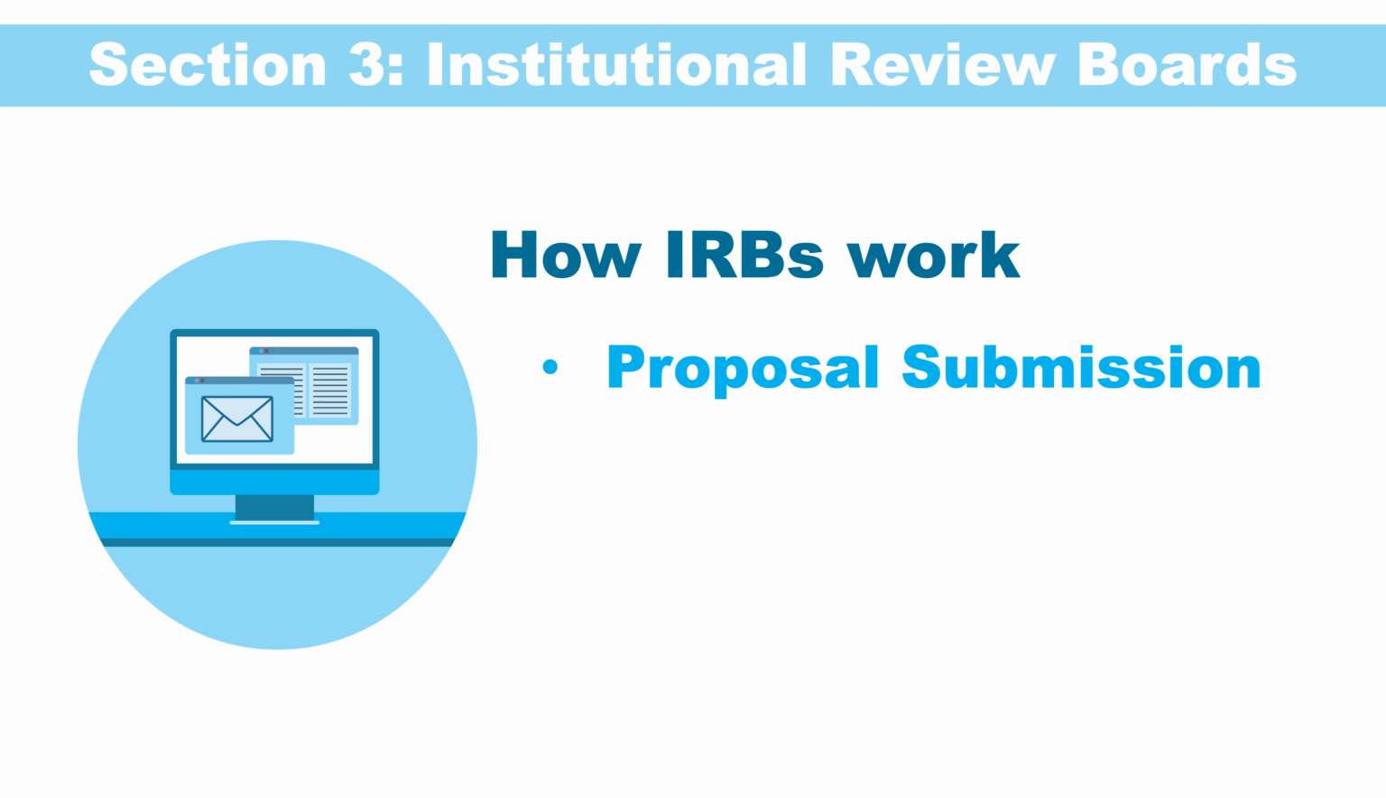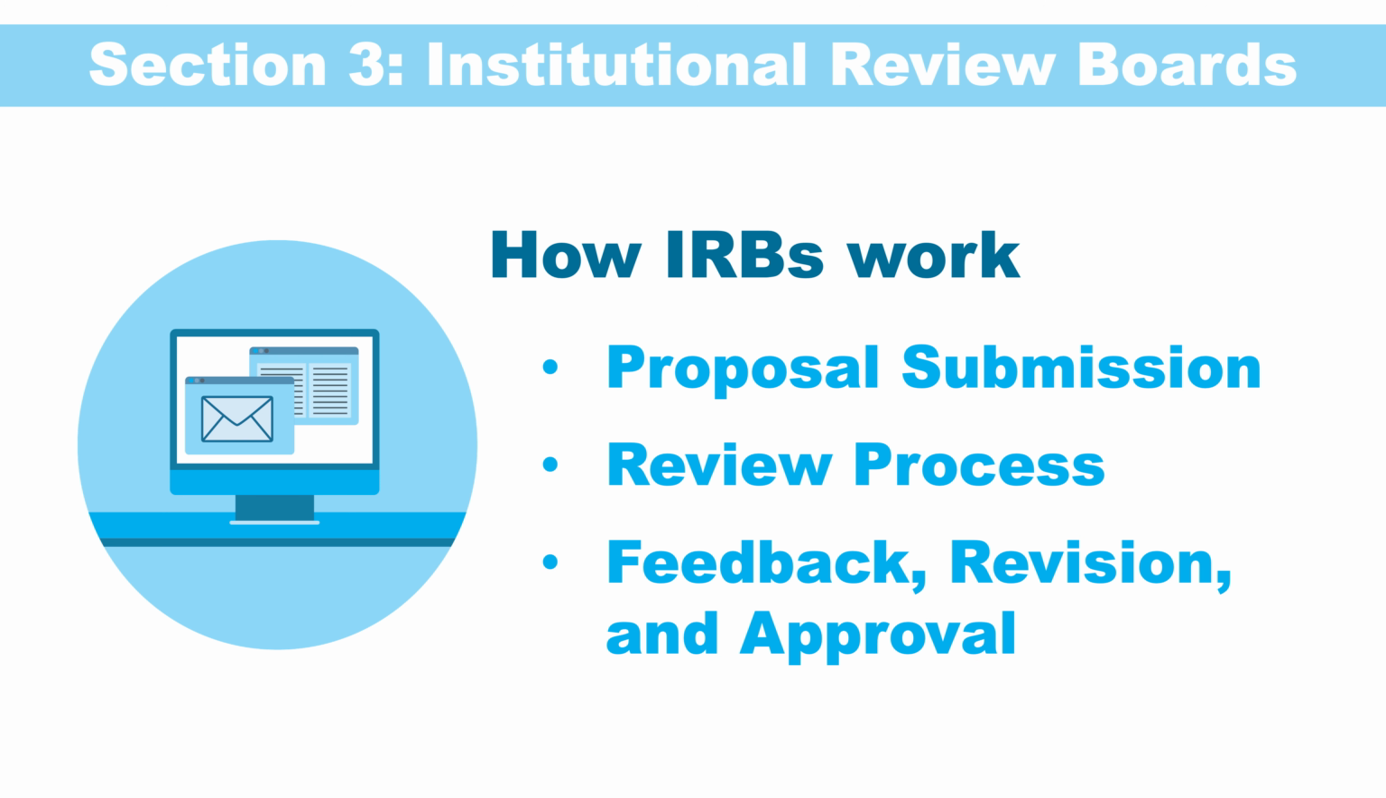Here's what the IRB process typically looks like. A proposal is first submitted. Researchers provide a detailed plan, including recruitment methods, consent forms, and how data will be handled. Then there's a review process. The IRB evaluates the proposal, often involving multiple members with diverse experience. And finally, there's a feedback, revision, and approval process. The IRB might request revisions to address ethical concerns before granting approval.